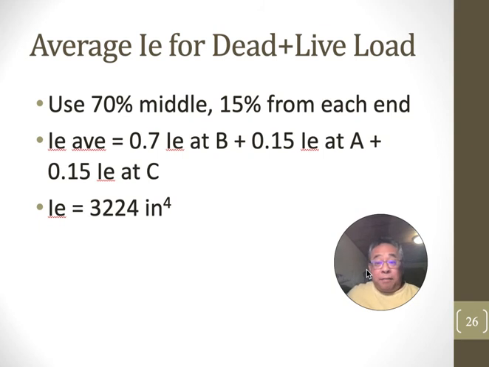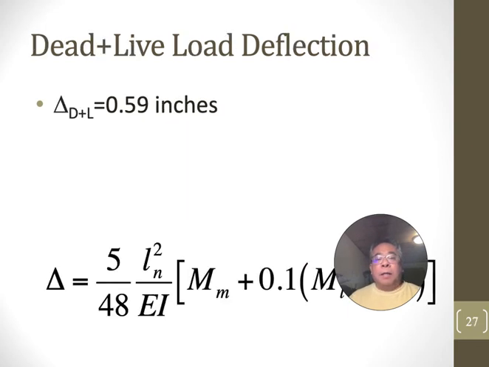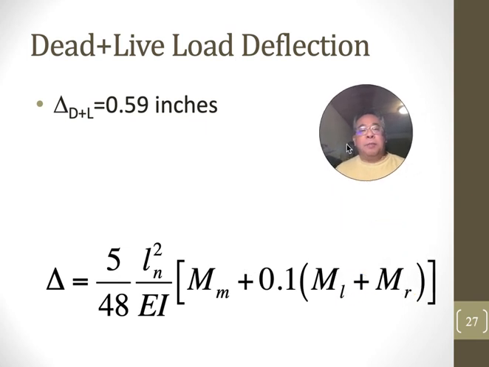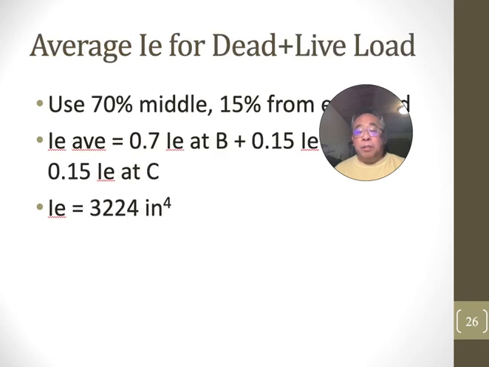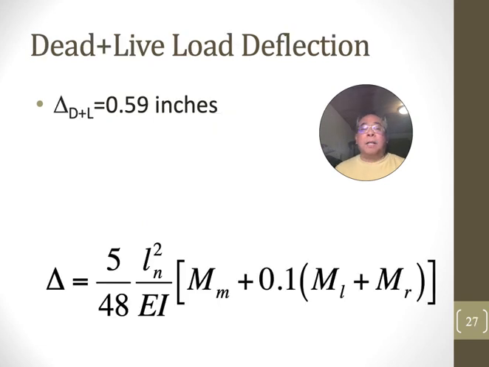And so we now have our 1 moment of inertia for the whole beam, and we can use the same formula as before. This time you put in the big moments, middle, left, and right. So you put in these moments, and you put in that moment of inertia, the 32.24. You multiply the numerator by 12 cubed, put everything in, and again, you can watch that 5th video to see the details, and you get 0.59 inches for dead plus live.